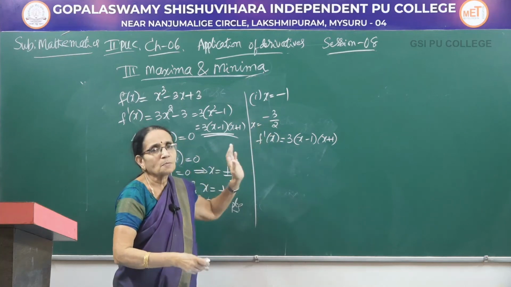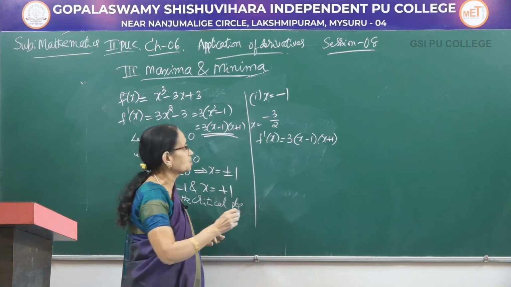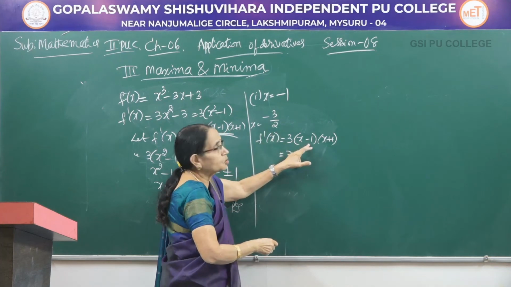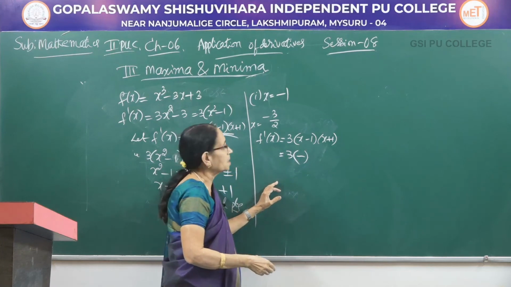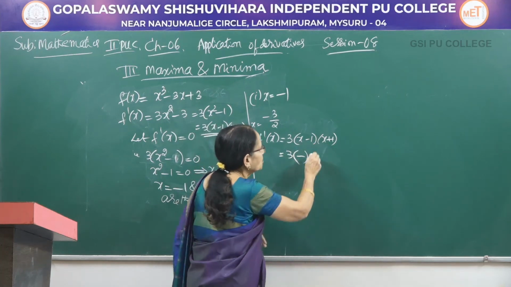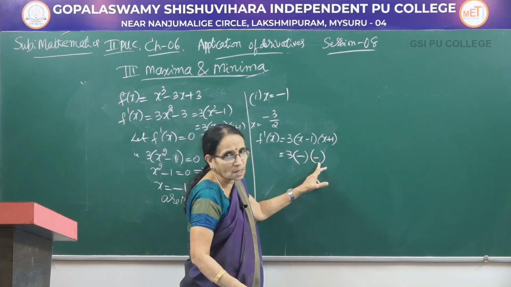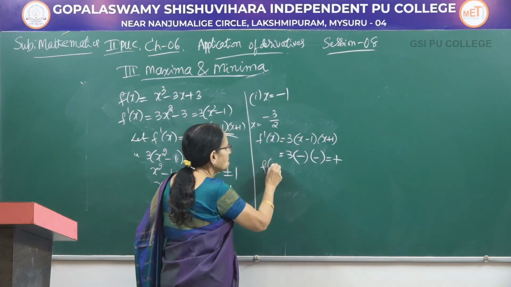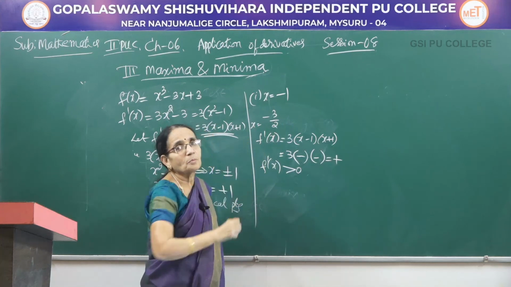Suppose I have taken a value x equal to minus 3 by 2, which is to the left, smaller than minus 1. Now, simply you write the value: 3 into (minus 3 by 2 minus 1), which is negative, and (minus 3 by 2 plus 1), which is also negative. Minus 3 by 2 plus 1 is minus half, again negative. So minus of minus is plus. That means f dash x is greater than 0 to the left of minus 1.